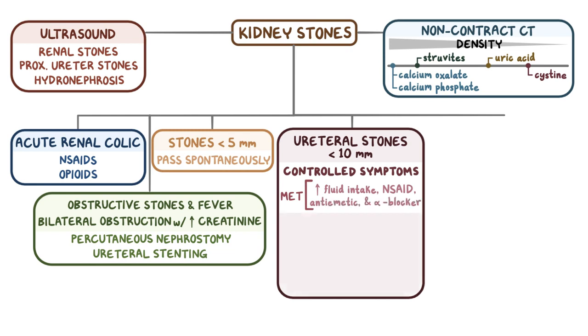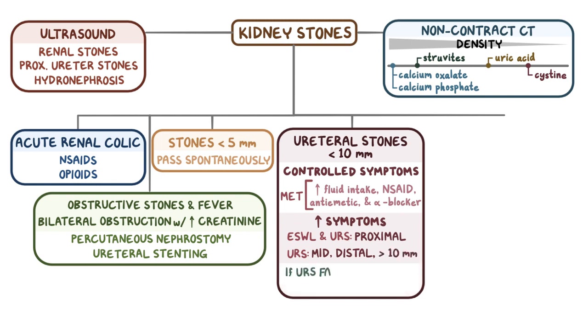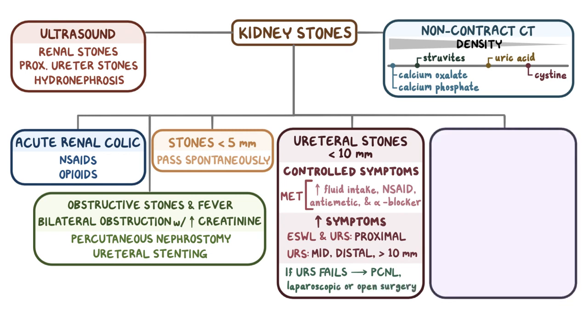If during this period the individual has uncontrolled pain and fever, then options include ESWL and URS for proximal ureteral stones. URS is done for stones that are located in the mid and distal ureter and also for stones larger than 10 millimeters. If URS fails, then PCNL, laparoscopic or open surgery is done.